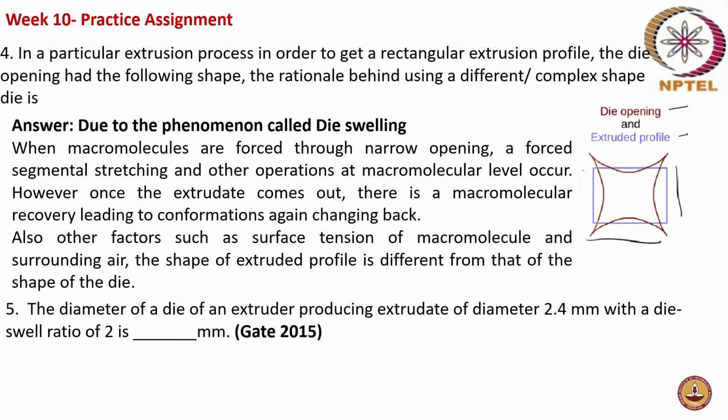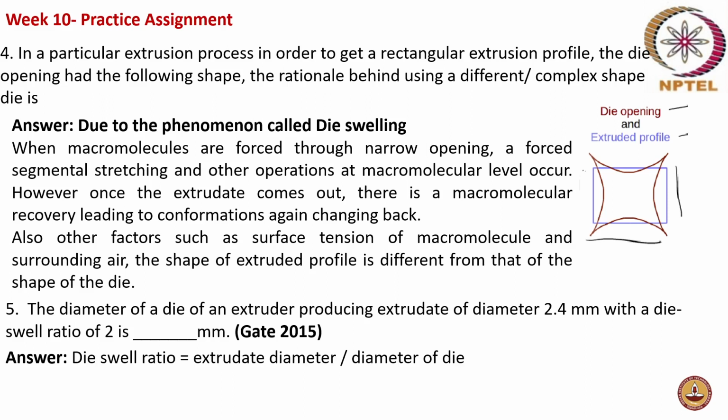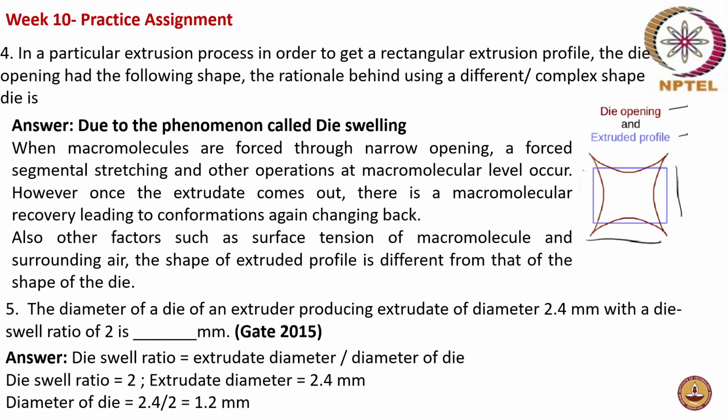So how do we proceed with this? The solution for this is: die swell ratio is equal to extruded diameter to the diameter of the die. So we have die swell ratio as 2, extruded diameter as 2.4. What is the diameter of the die? This is just mathematics. So you have 2 equals 2.4 divided by the diameter of the die. So the diameter of the die is the extruded diameter divided by the die swell ratio. So 2.4 divided by 2 is 1.2 mm. So a 1.2 mm die can give an extrudate of 2.4 mm diameter. To that extent the die swelling is happening. It is nearly doubling.